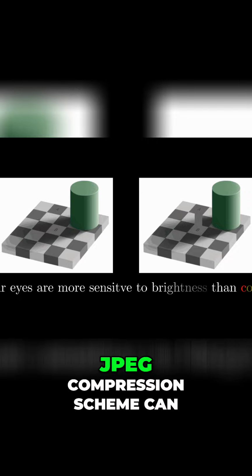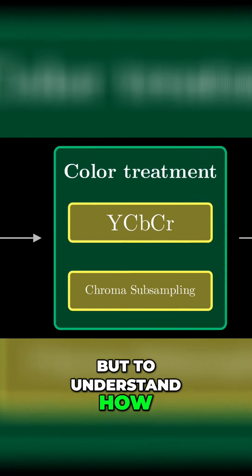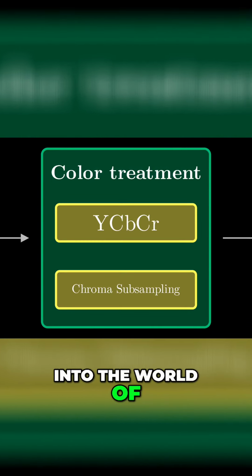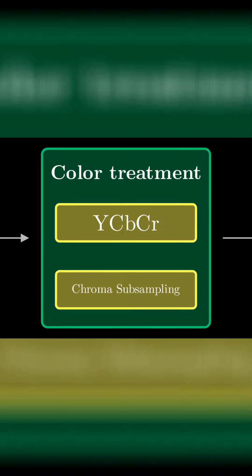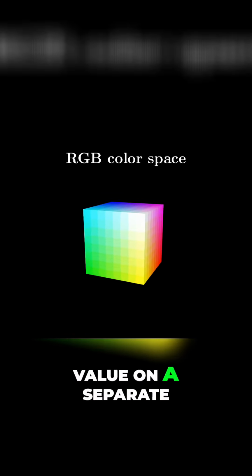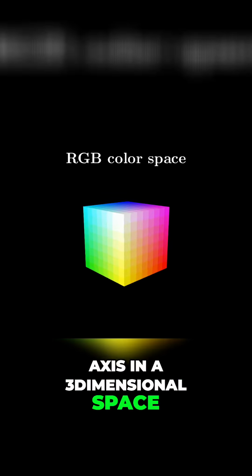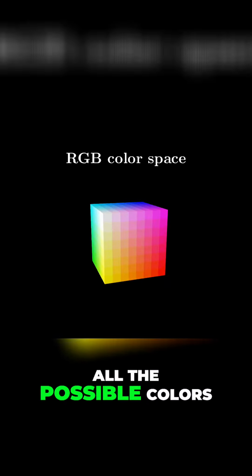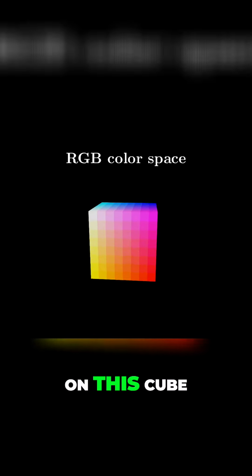And part of the JPEG compression scheme can take advantage of this, but to understand how, we have to dive into the world of color spaces. As we've discussed, the RGB color space is a combination of red, green, and blue color components. If we put each value on a separate axis in a three-dimensional space, we can see how all the possible colors are just a point on this cube.